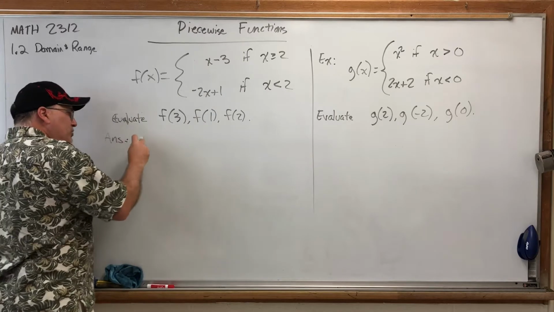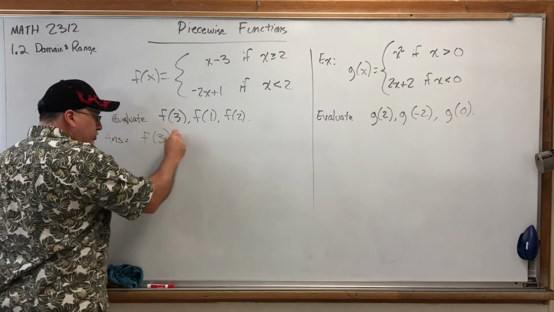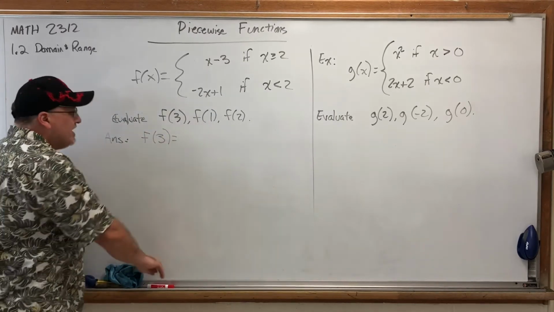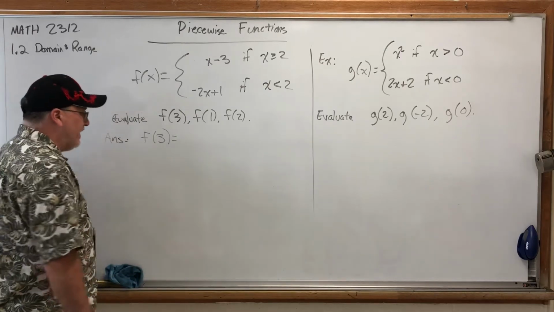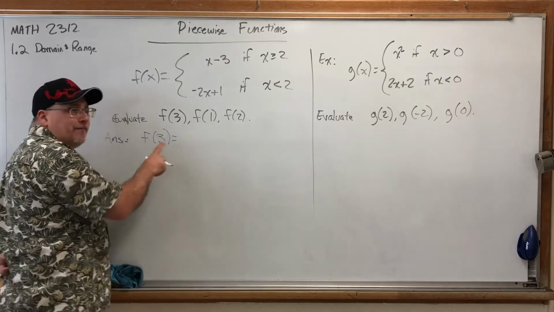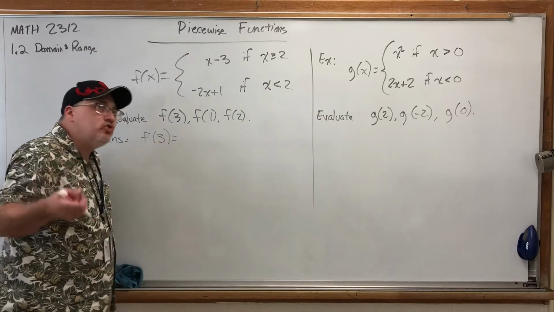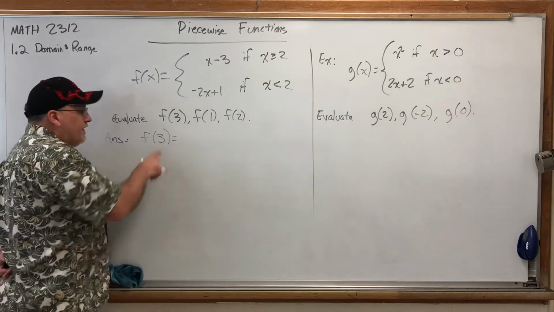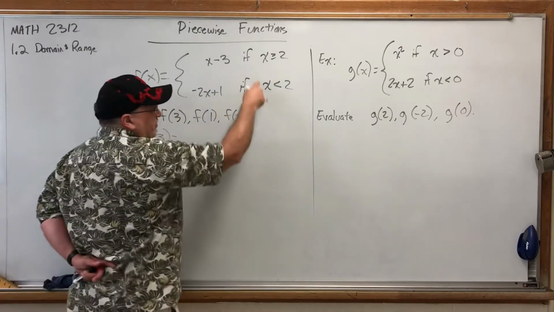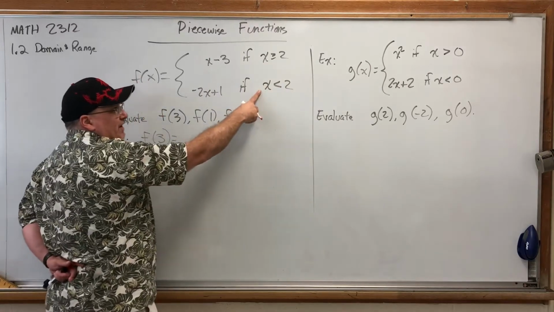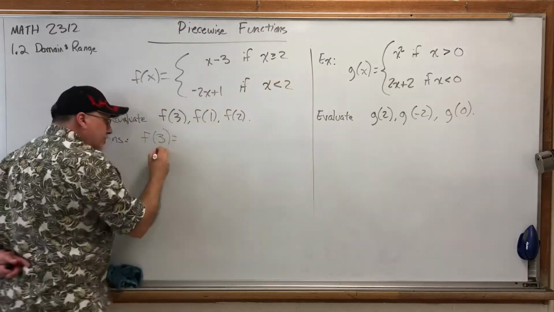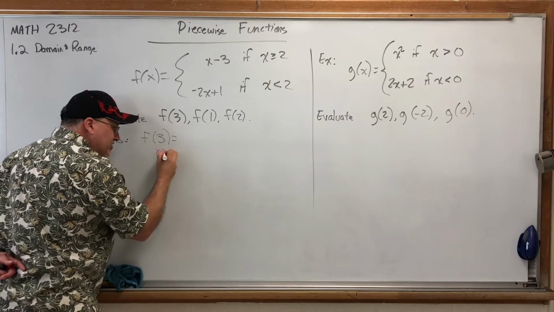To evaluate a piecewise function, the first thing you have to do is pass judgment on the input as to which inequality it satisfies. Remember, the input without further information can be assumed to be an x value. In this case, x is equal to 3. And which of these two inequalities does 3 satisfy? The top one. 3 satisfies the inequality x is greater than or equal to 2.